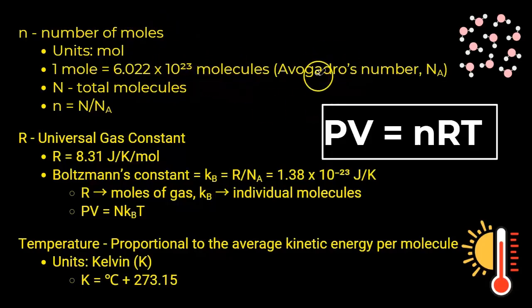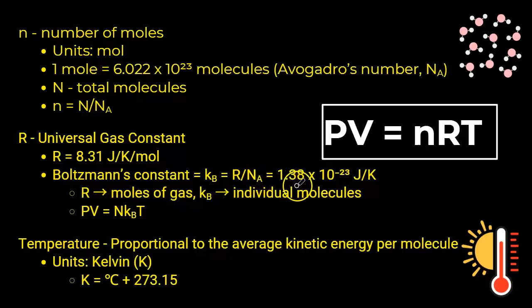This number is real special. It has a name. We call it Avogadro's number. The symbol is capital N, subscript A. Capital N is the total molecules, and the relationship is that the number of moles is equal to the total number of molecules divided by Avogadro's number. Capital R is the universal gas constant, which is 8.31 joules per Kelvin per mole. Sometimes you'll get a different number depending on the units, but the value is the same. Boltzmann's constant is k sub B and is equal to the universal gas constant divided by Avogadro's number.